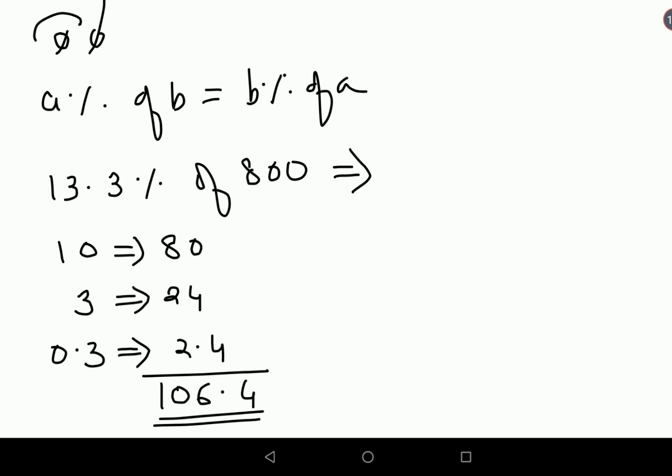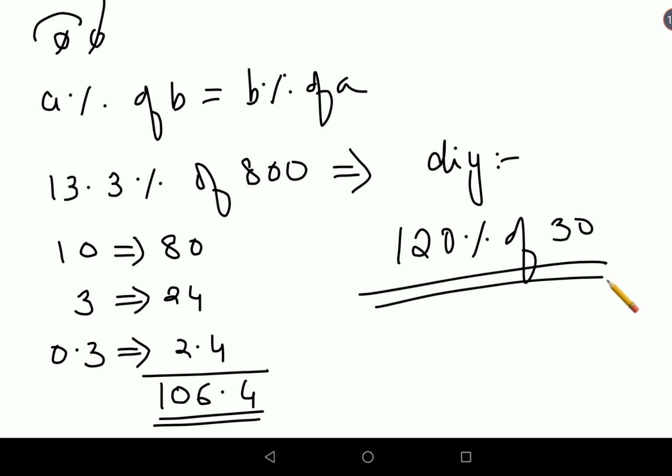Now for your DIY, tell me what will be the answer of 120% of 30. Please let me know the answer for this one in the comment section.